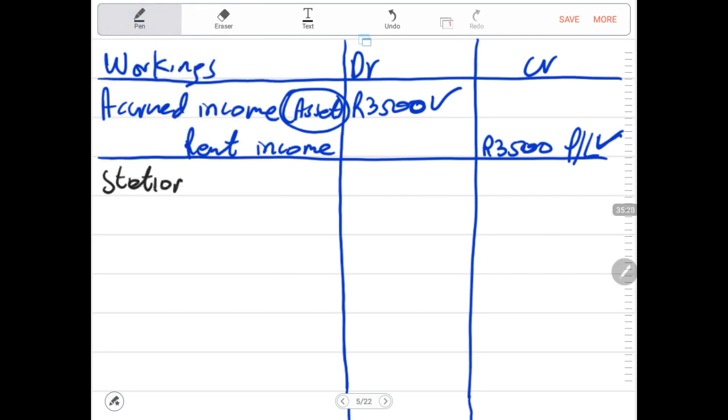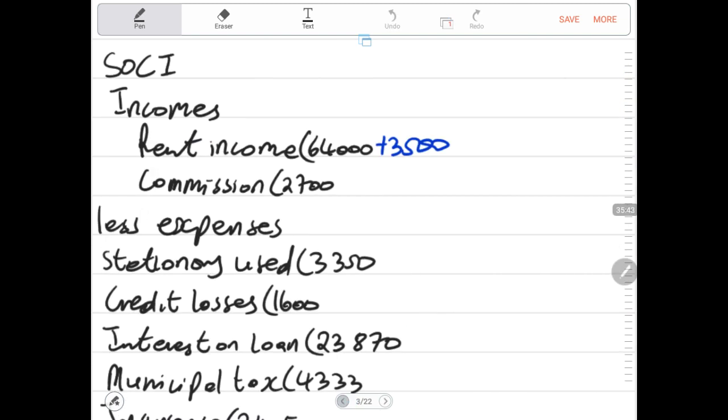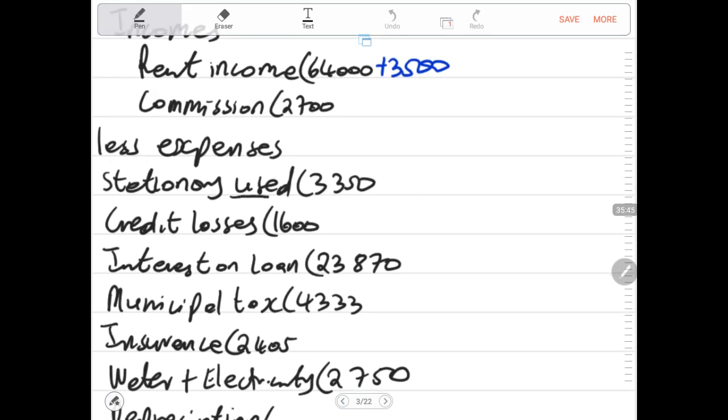We say there is stationery on hand or inventory of stationery 1,550. Then after that, we credit stationery expense or stationery used. That is the reason why I decided to change here and add the word stationery used. It was for this reason, because we need to identify the difference between an asset and an expense. And stationery used is an expense.